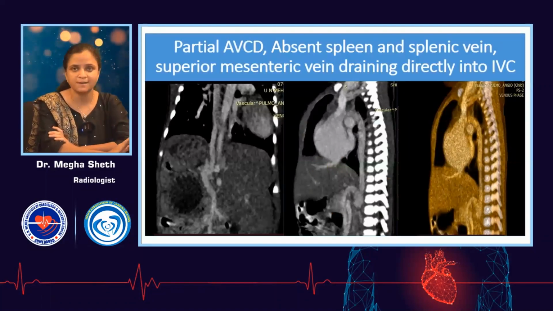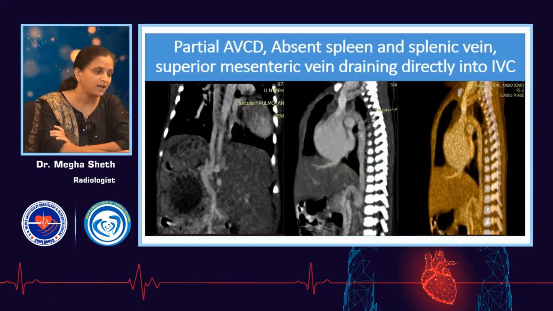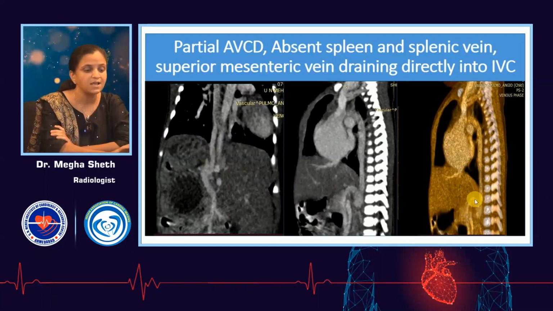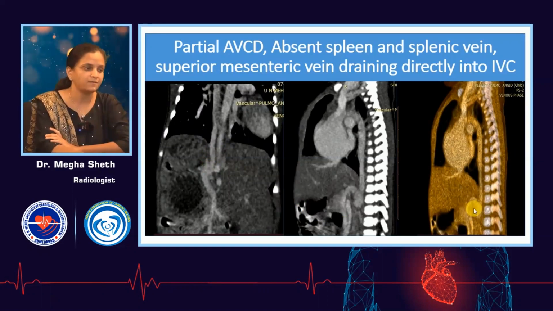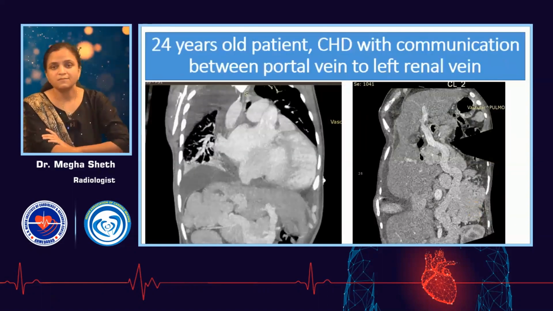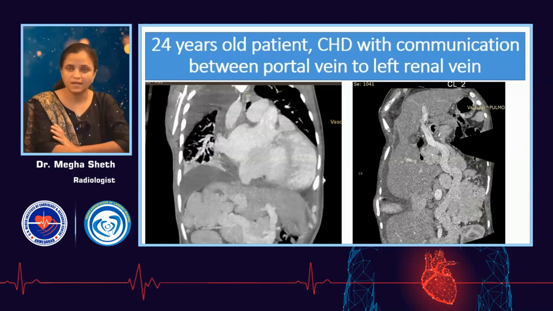The patient had an absent spleen, absent splenic vein, and what we saw was that the superior mesenteric vein was draining directly into the IVC. Here also we can see this is the SMV draining into the IVC. This is again the VRT thin image of the same patient wherein the superior mesenteric vein was draining directly into the IVC.